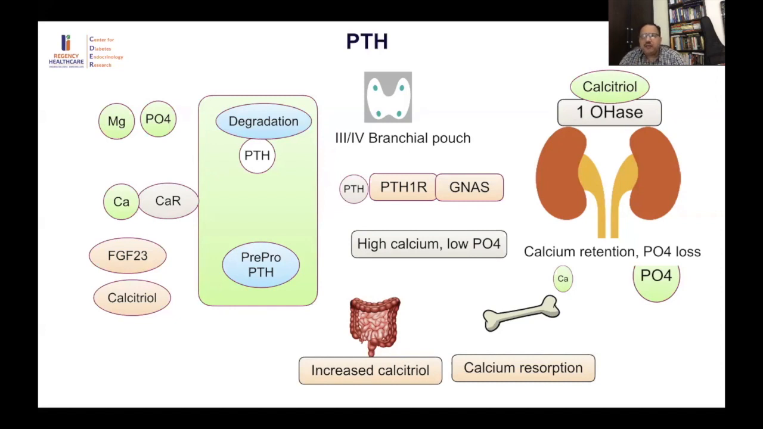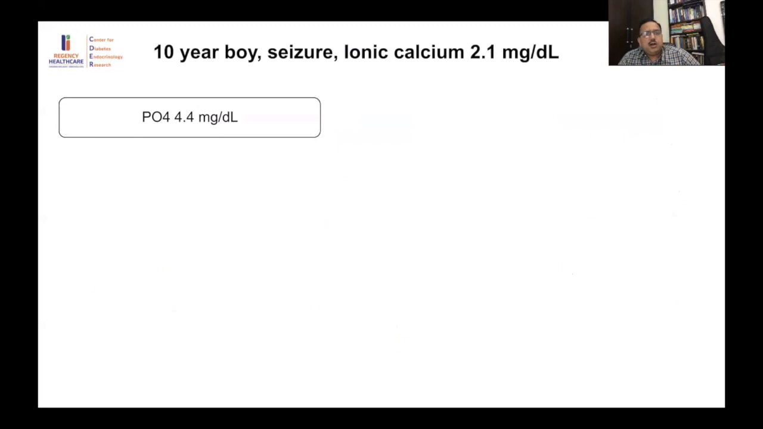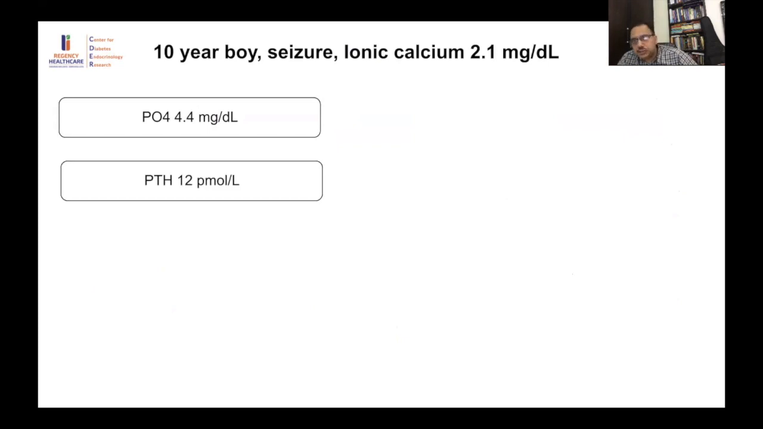So it actually affects all the three major organs, the intestine, the bone, and the kidneys in terms of calcium metabolism. So now we have a 10-year-old boy with seizures, ionic calcium of 2.1. So there is hypocalcemia. Phosphorus level is not really high, but the PTH level is inappropriately low for this level of calcium. So this PTH may look normal, but for this level of ionic calcium, we would expect the PTH levels to be much higher.